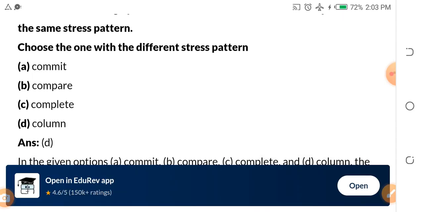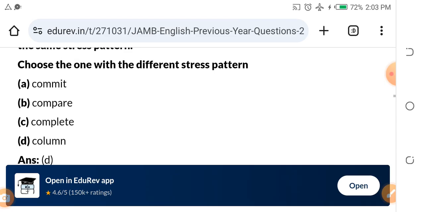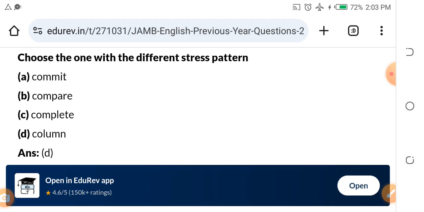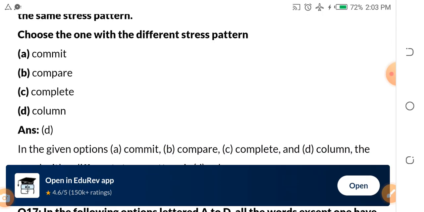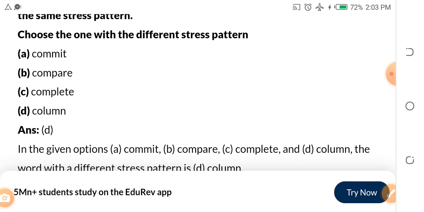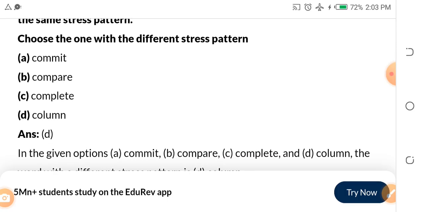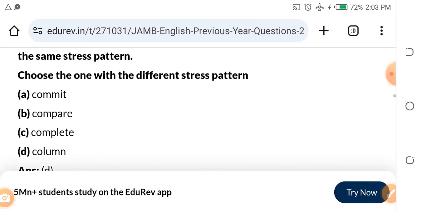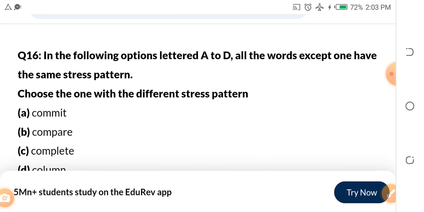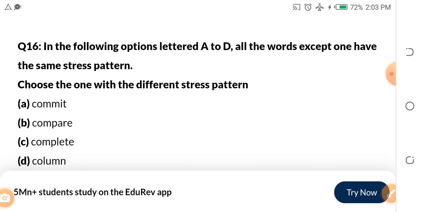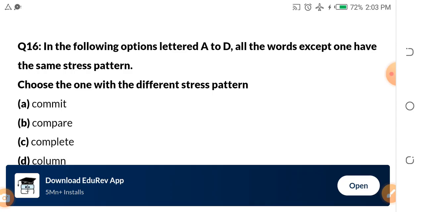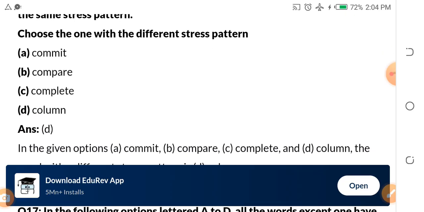There's something I've taught you. I've taught you that whenever a question is given to you, the first thing for you to do is not to answer. The first thing is for you to understand the question. Do your best to understand the question. If you don't understand the question and you rush to answer out of anxiety, then you have already failed the question. So they say in the following options, letter A to D, all the words except one have the same stress pattern. Choose the one with different stress.